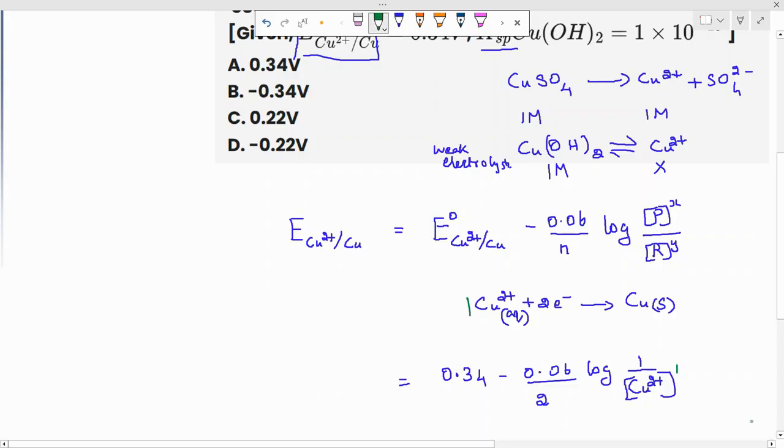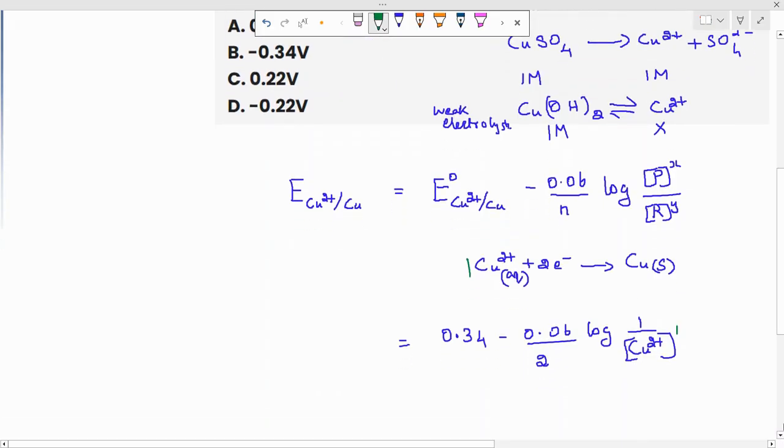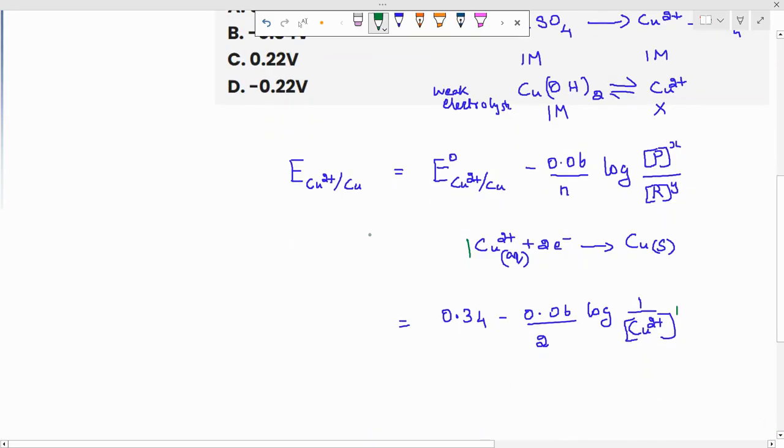You should be very careful, okay? Because sometimes even intelligent students miss that by careless mistake. Okay, then we will do that. So here the 0.34 will remain as such, and then it will be 0.03, and the log of 1 by the Cu2+ concentration. Here the problem starts.